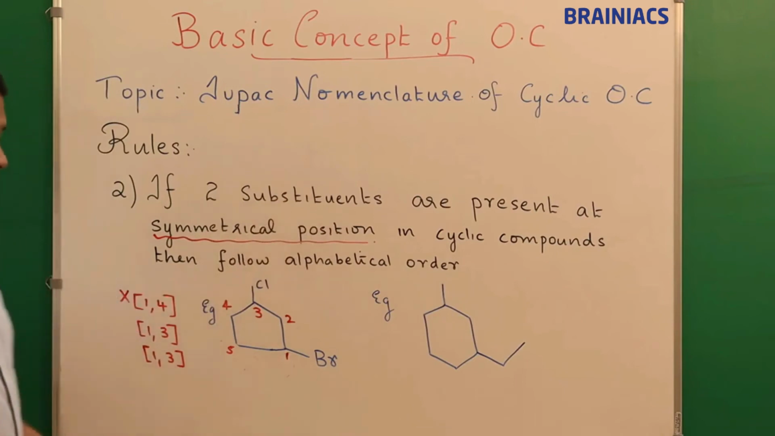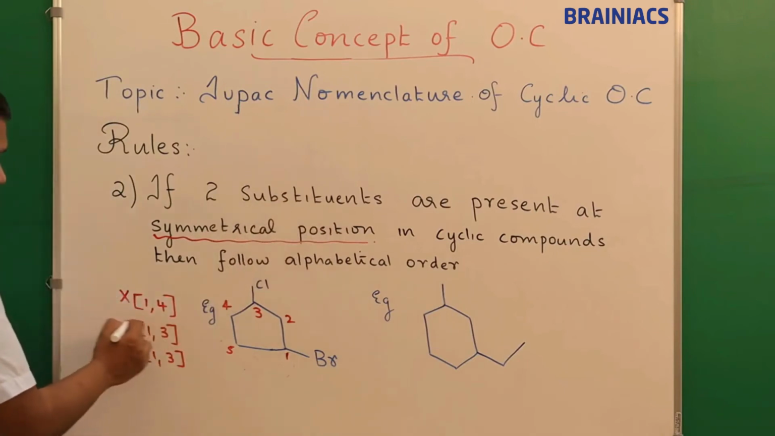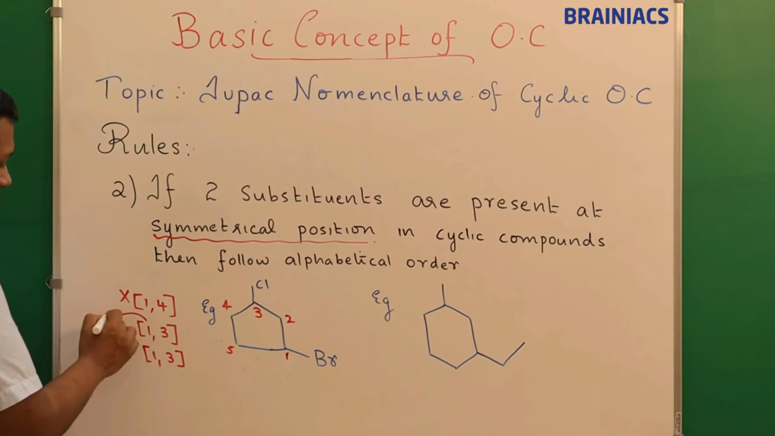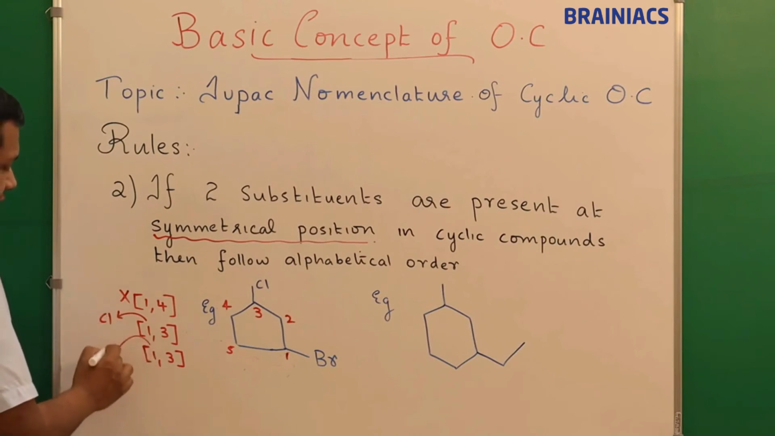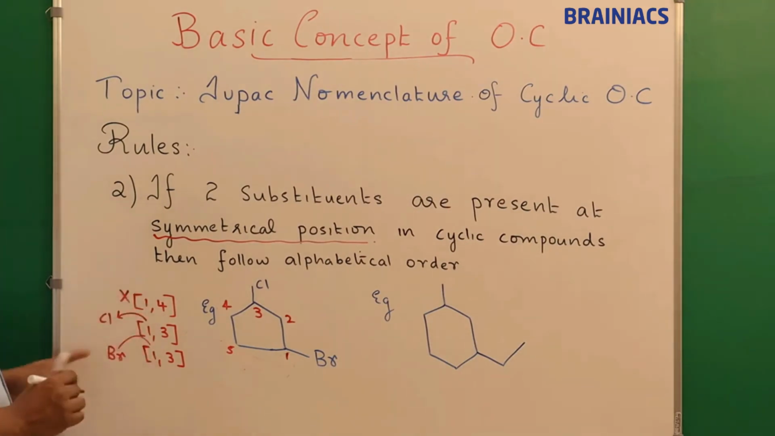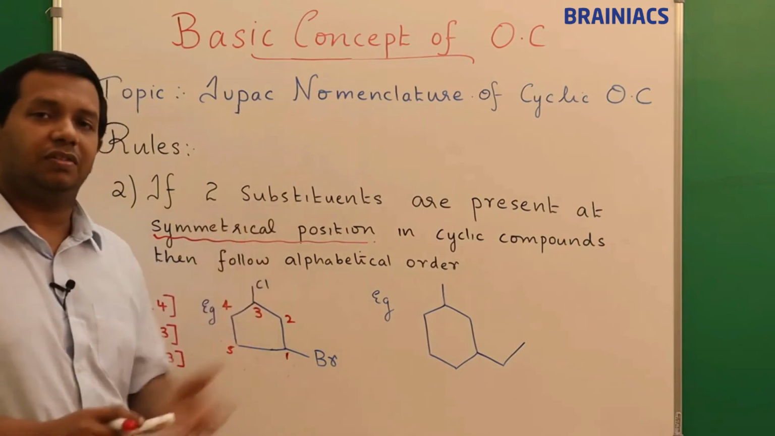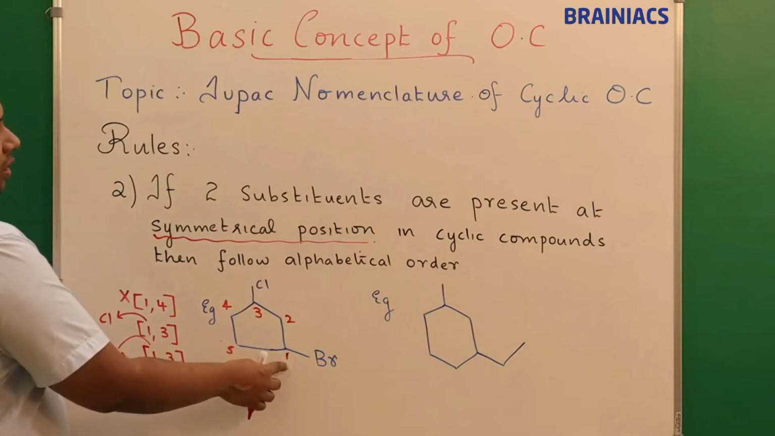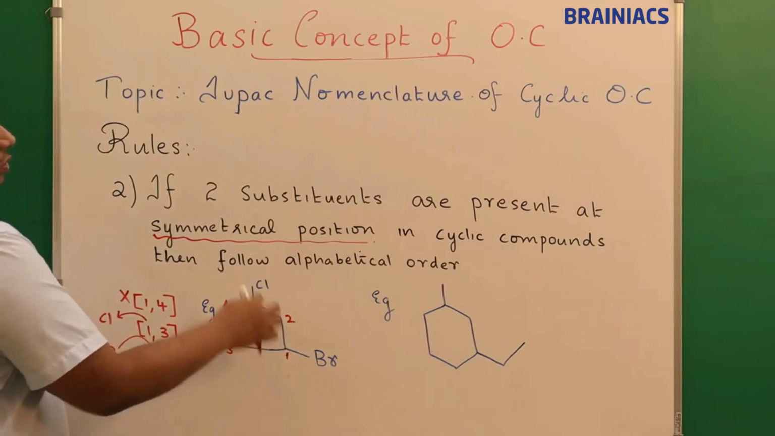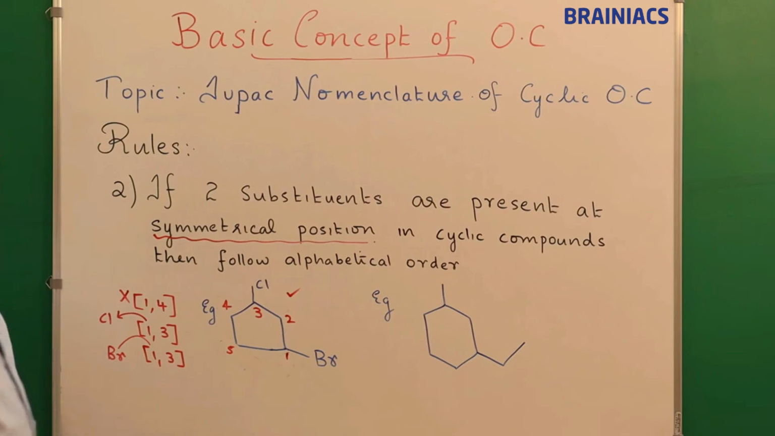Alphabetical order. So tell me, this I have arranged with respect to giving chlorine as 1. Now here this one I have given with respect to bromine. So who comes first, bromine or chlorine? We know alphabetically B comes first, then only C. So bromine should get number 1, then 2, then 3. So this is the correct numbering.